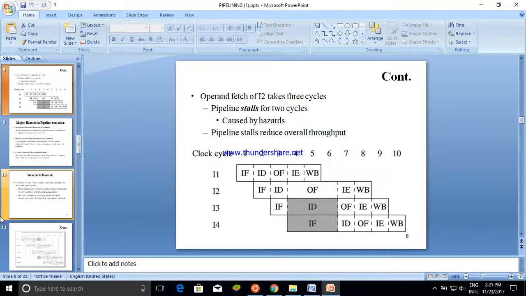This is nothing but a pipeline hazard, which we will discuss in the upcoming slides shortly, and pipeline stalls reduce overall throughput. Obviously if there are hazards taking place, then these hazards are making the pipeline process slower. So we introduce stalls so that we can overcome the hazards and make our process work faster.